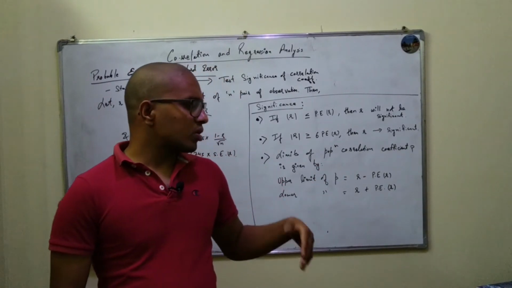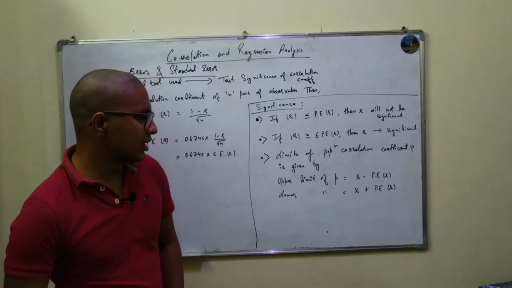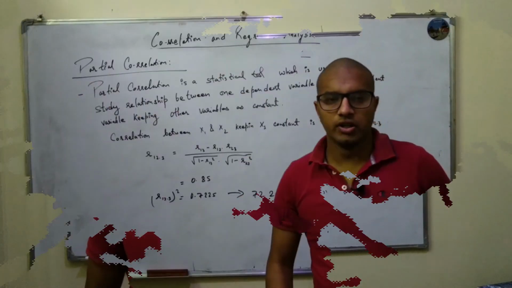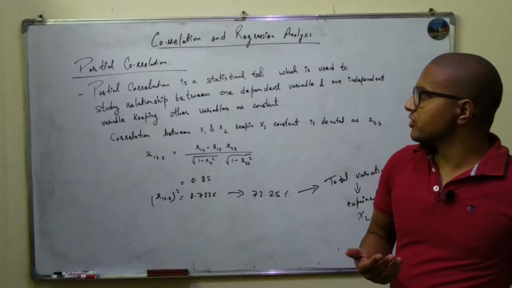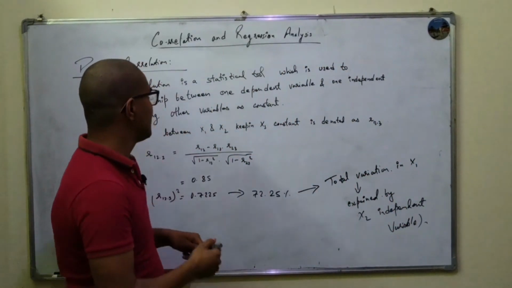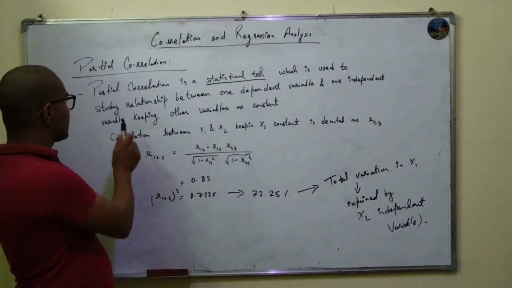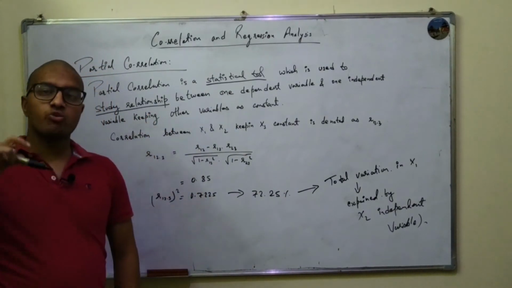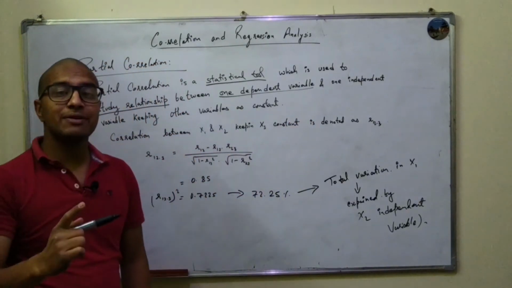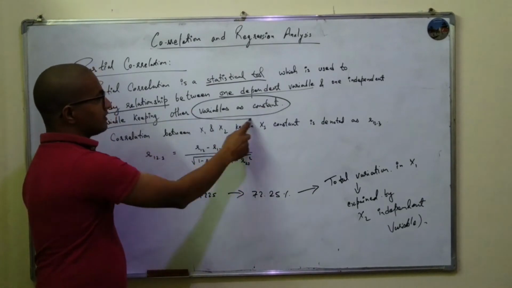Okay, so what we will do next is let's look at partial correlation coefficient, and then we will move on to multiple. So what is partial correlation? Partial correlation is a statistical tool which is used to study the relationship between one dependent variable and one independent variable, keeping other variables as constant.